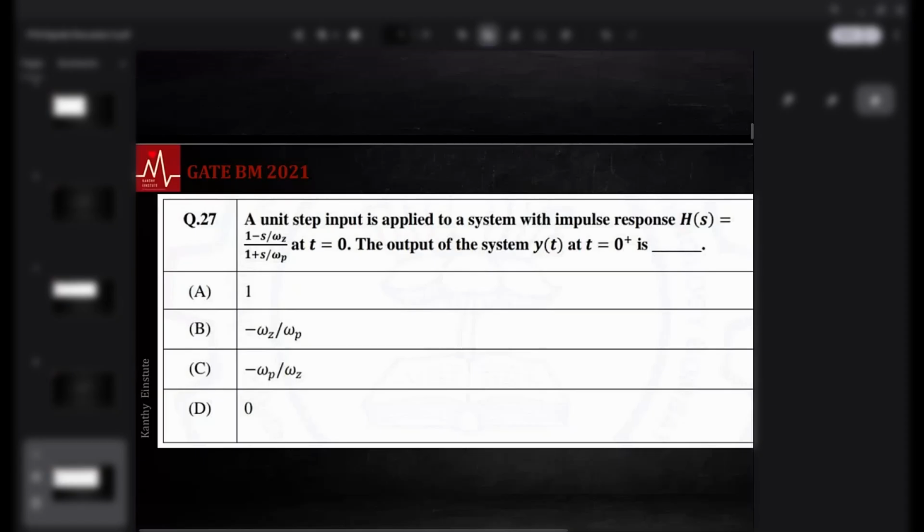Let's say a unit step input is applied to a system with impulse response H of s. H of s is given. Find the output of the system y of t at t equals 0 plus. I need a 4-word strategy or approach. I don't want you to solve this right now. In fact, in this case, the answer is one word.